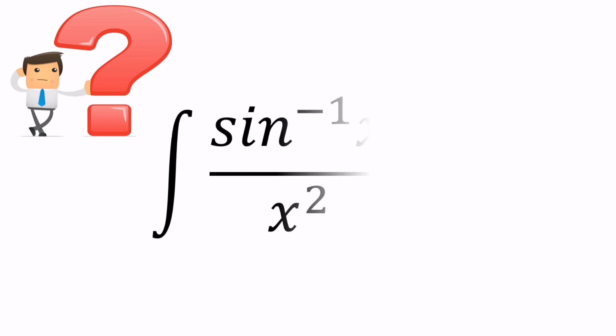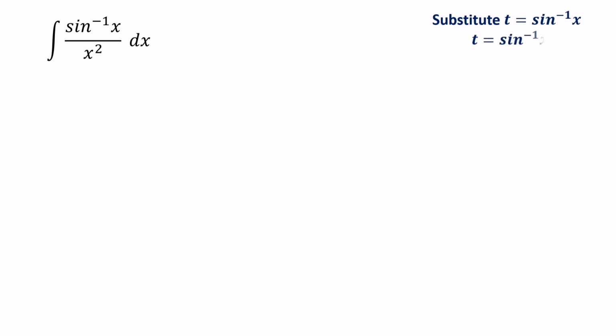In this video, we are going to solve the integral of sin inverse x over x squared dx. To remove the sin inverse x function from this integral, we can give a substitution. We can take t equal to sin inverse x as the substitution. Then we can write t equals sin inverse x.